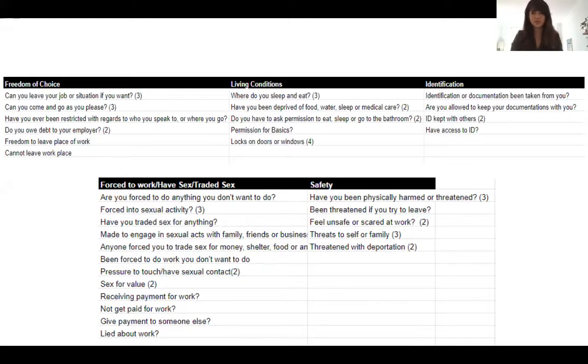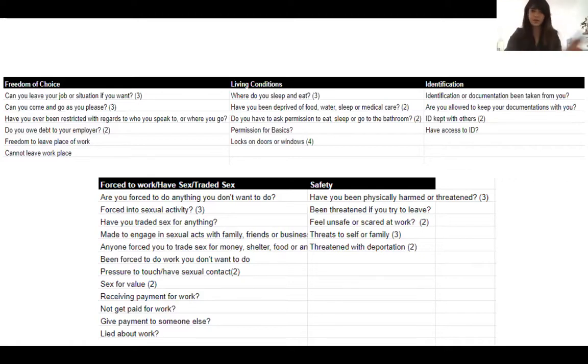So one is freedom of choice. The second thing is living conditions. The third thing is identification. The fourth is forced to work or have sex or traded sex. And the fifth one is safety. And a lot of these questions we touch upon in our psychosocial assessments anyway. But if you're talking to a patient and your brain is switching on the red flag that they might be trafficked, you may want to explore some of these areas a little more in detail.